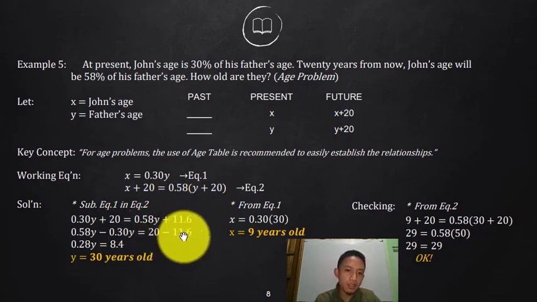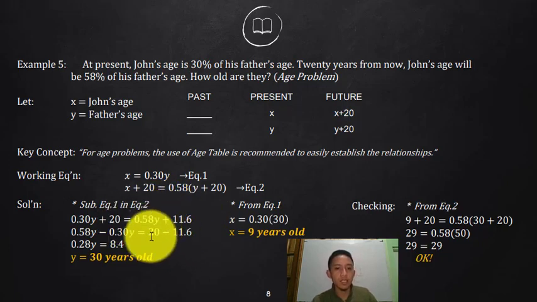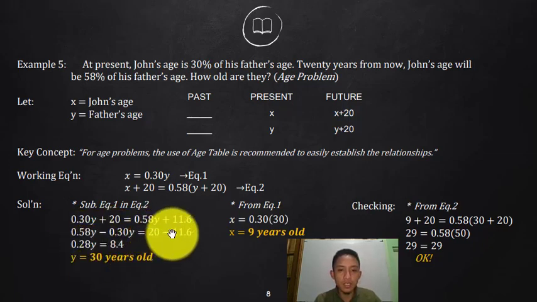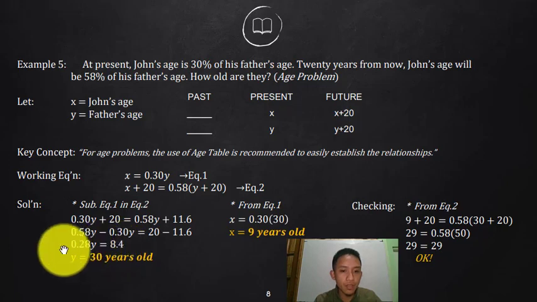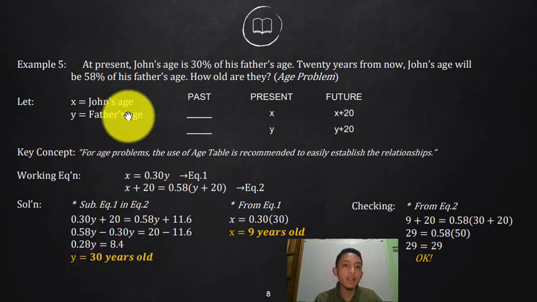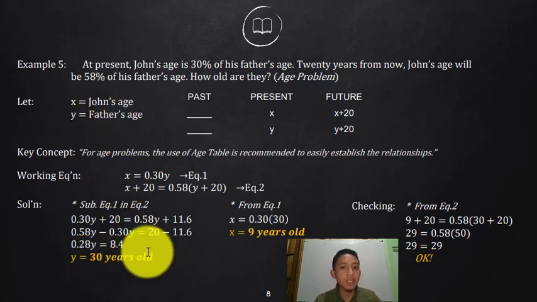So that will go minus on the other side, together with your 20. Okay, 0.58 minus 0.30 is 0.28. 20 minus 11.6 is 8.4. Divide both sides by 0.28, you will have y equals exactly 30. So what is that? Father's age. So father is 30 years old.